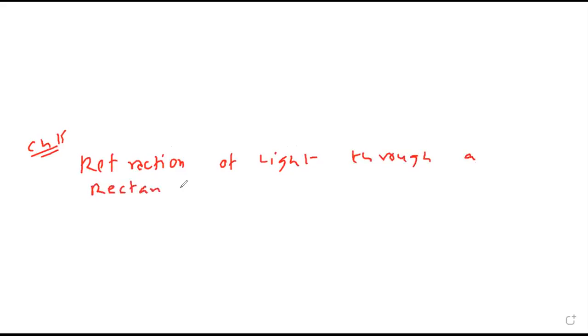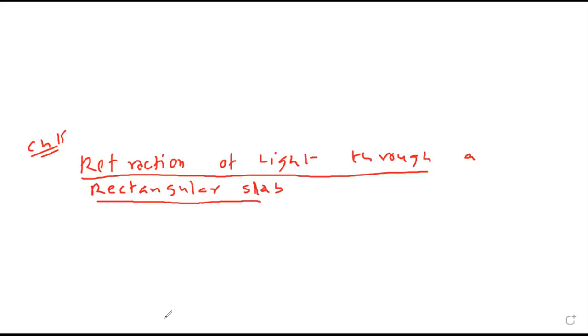Now we'll see refraction. We are now doing chapter number 15. Refraction, chapter 14, we have completely completed. Refraction of light through a rectangular glass slab. First I am showing the diagram, then I will prove what the lateral shift formula is in this.